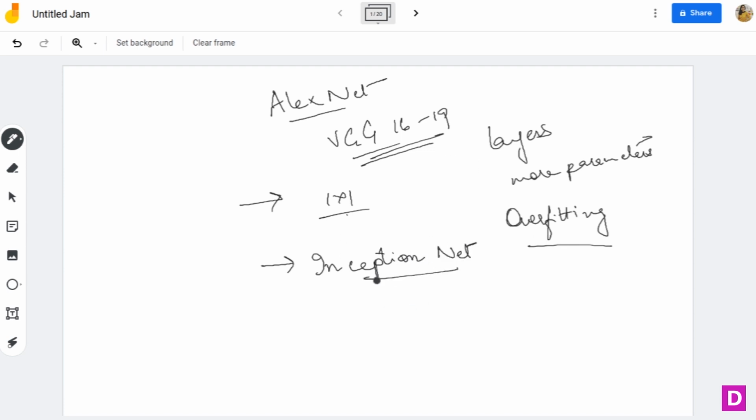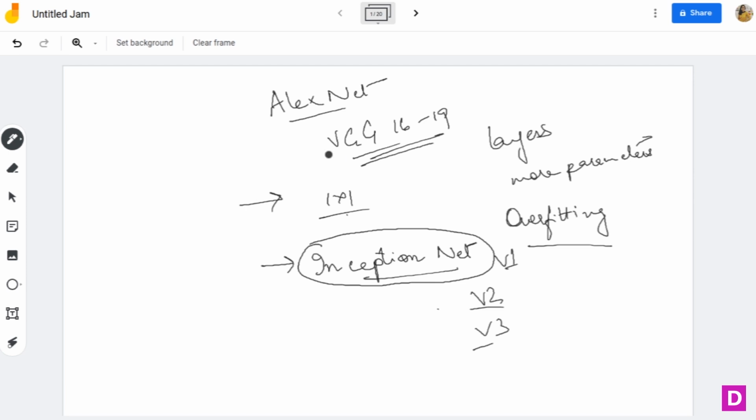Over the years, InceptionNet has grown more and more, and we have InceptionNet V2, V3, and different versions of InceptionNet. But for now, we will be studying V1, and later on we'll go back and learn about V2 and V3. For now, let us talk about InceptionNet V1.